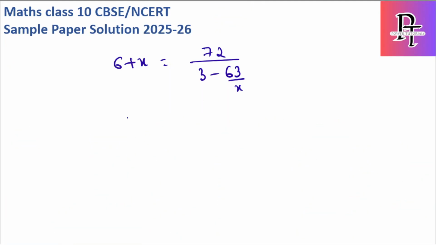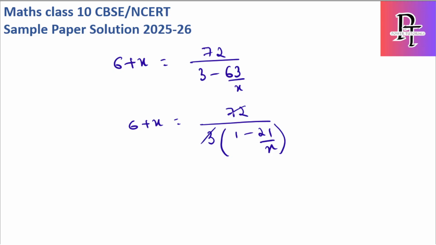Okay, so if I cross multiply, before that let me give a small easy step. I can take 3 as common in the denominator. I will get 1 minus 21 by x. So 3 ones are 3, 3 twos are 6, 3 fours are 12. Now it is a little reduced, so 6 plus x is equal to 24 by 1 minus 21 by x.